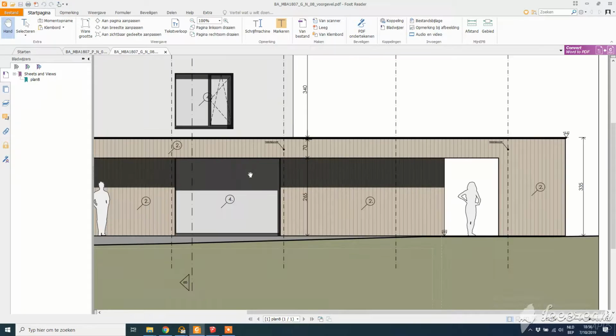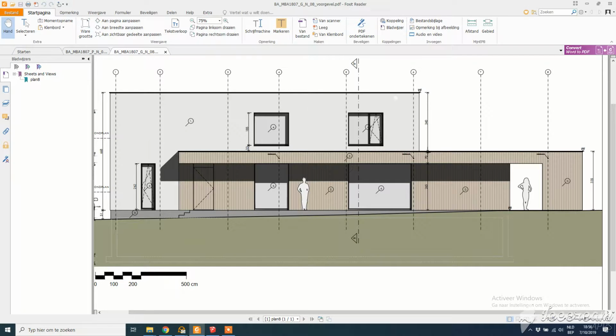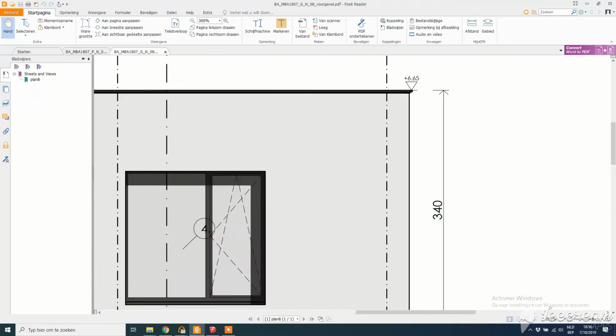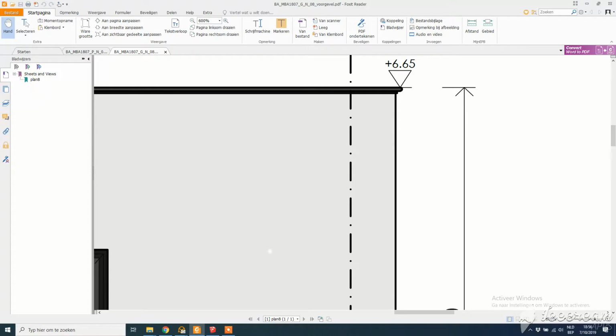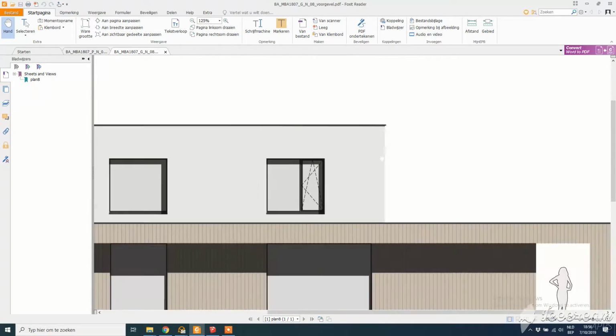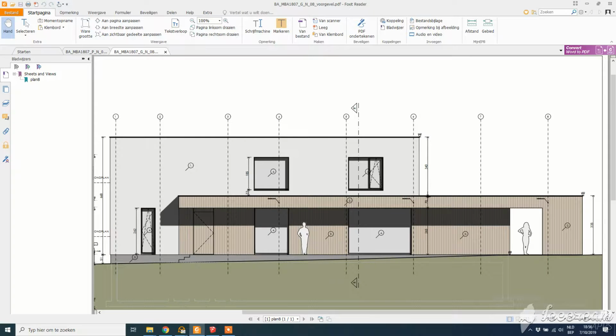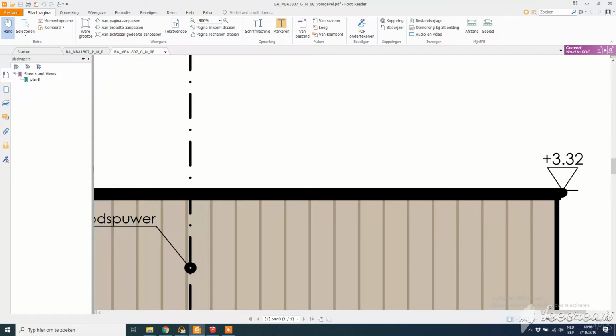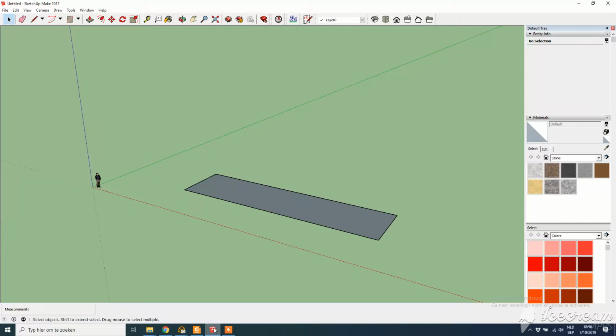Now which one are we going to take? Well, to start with, for this project, we're going to start with the triangles. So to go to level 1, we have 6.65 or 665 centimeters. And the ground level is 332 centimeters. Now let's go back to our SketchUp.